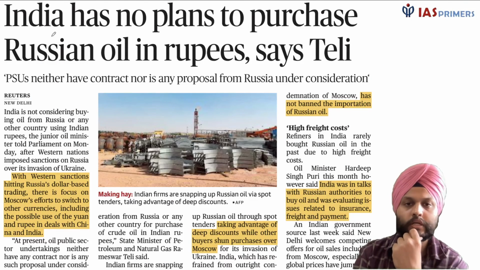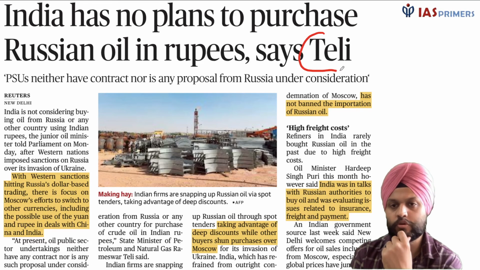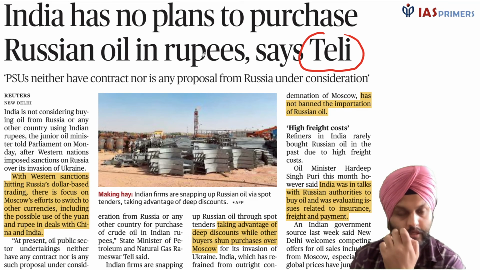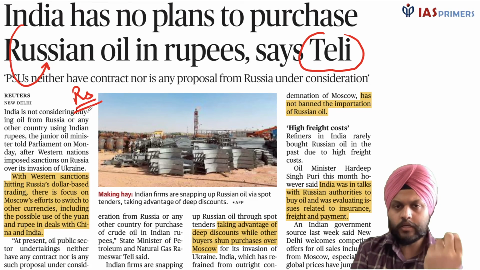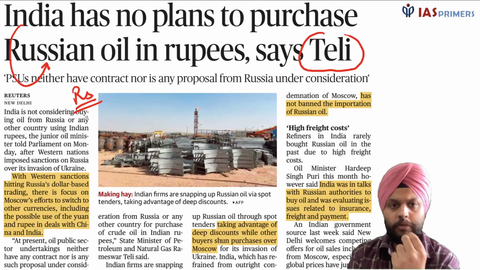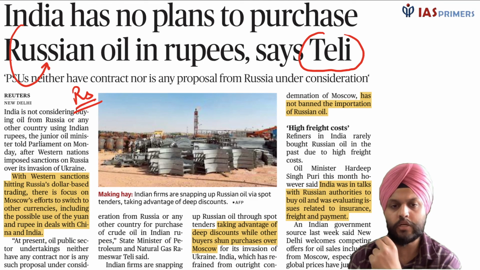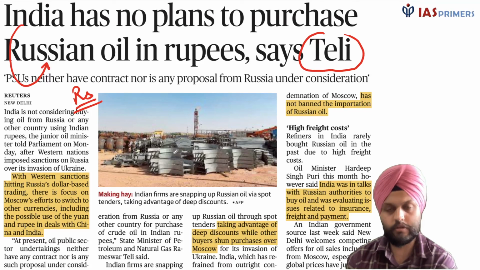Now coming to the last article, this is with reference to the parliamentary session where a Minister of State, Mr. Taylor, has said that India doesn't plan to buy oil from Russia in rupees. Yesterday's article said that Russia's foreign minister is coming and we may look at the currency swap. So it says until now we do not have any agreement on this. But it does say that India looks to take advantage of the Russian oil which is being sold in the market at a discounted price.